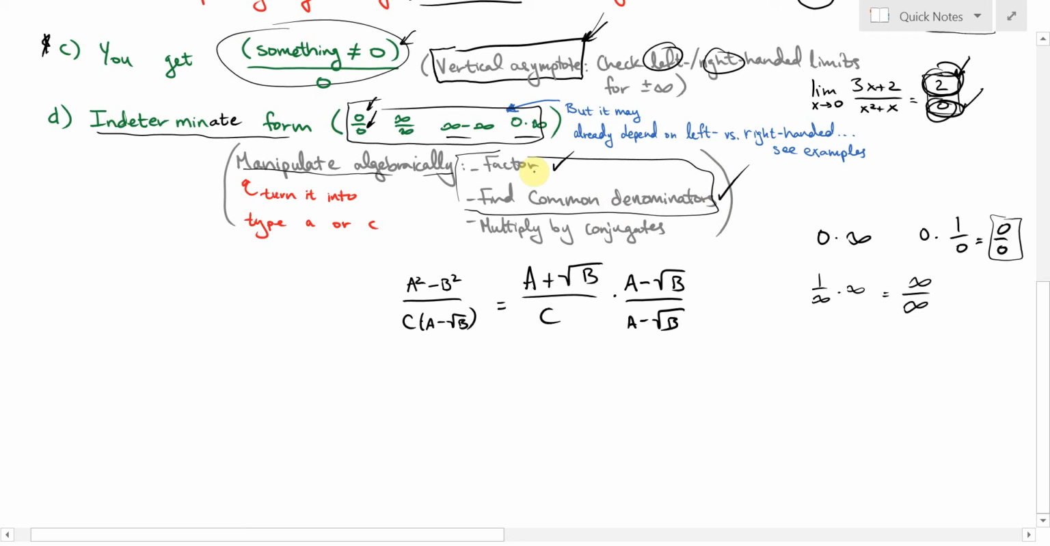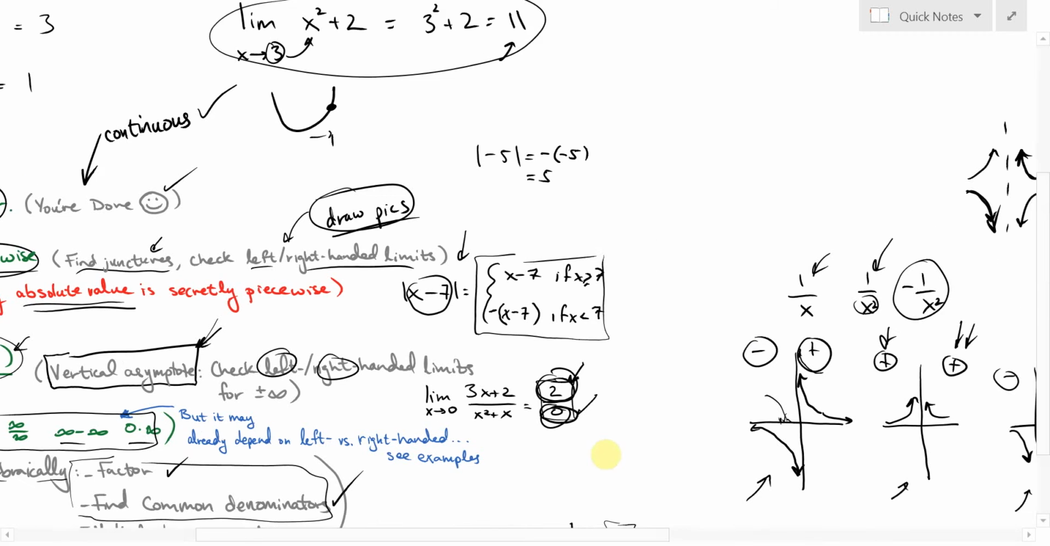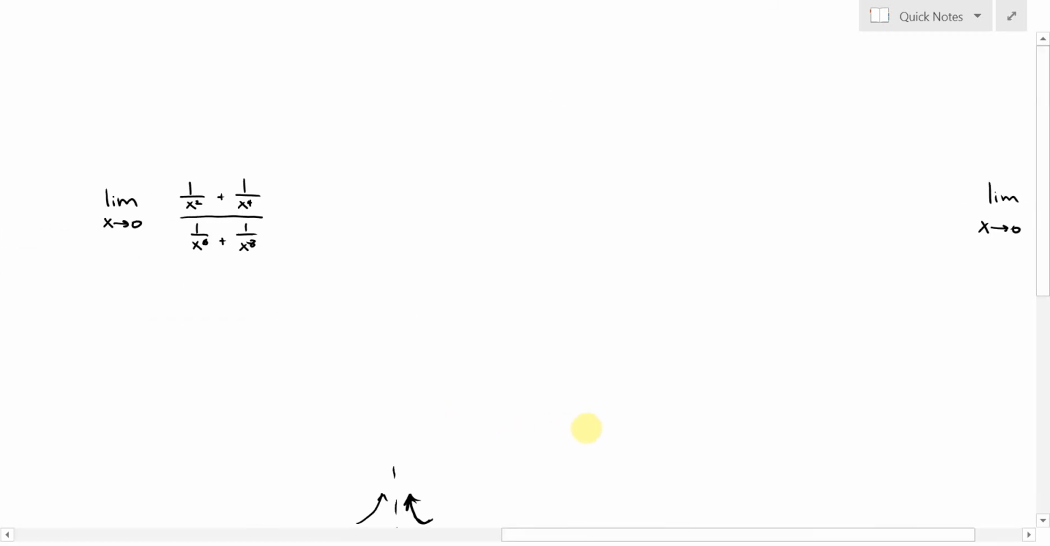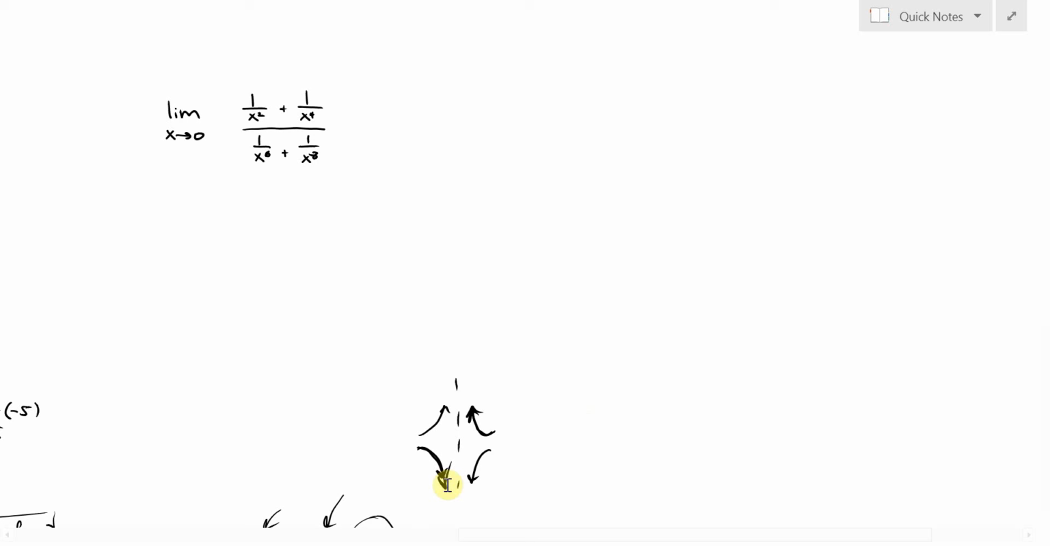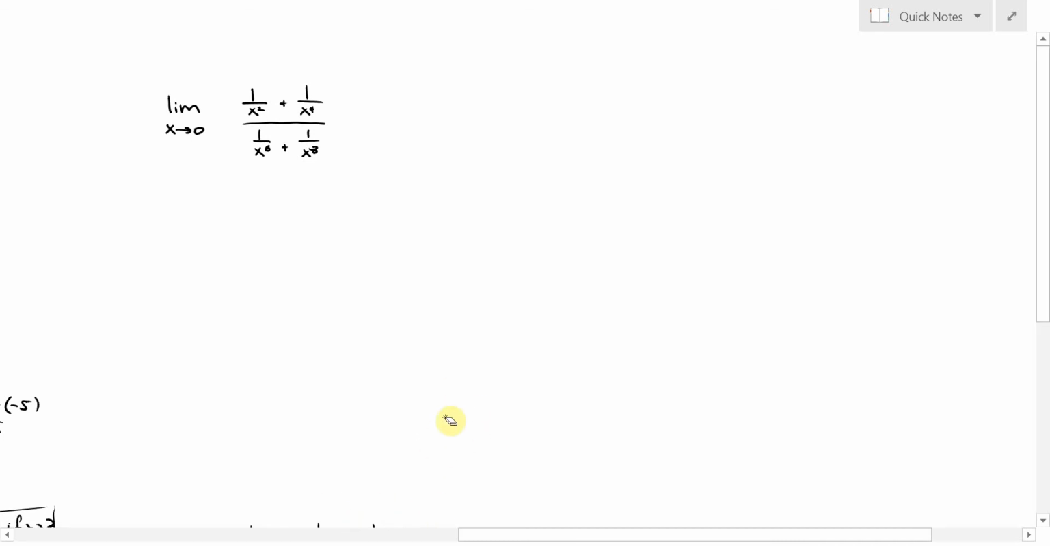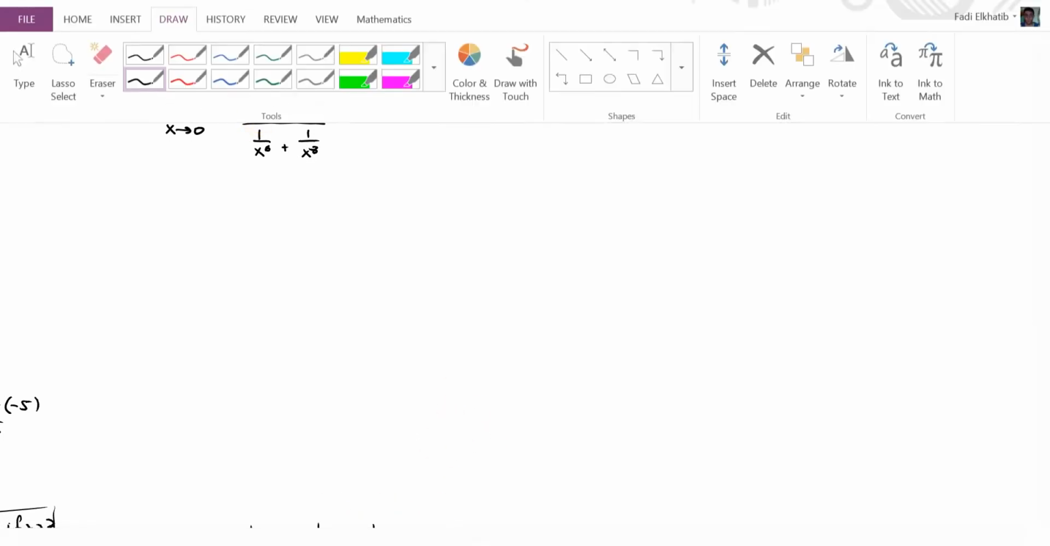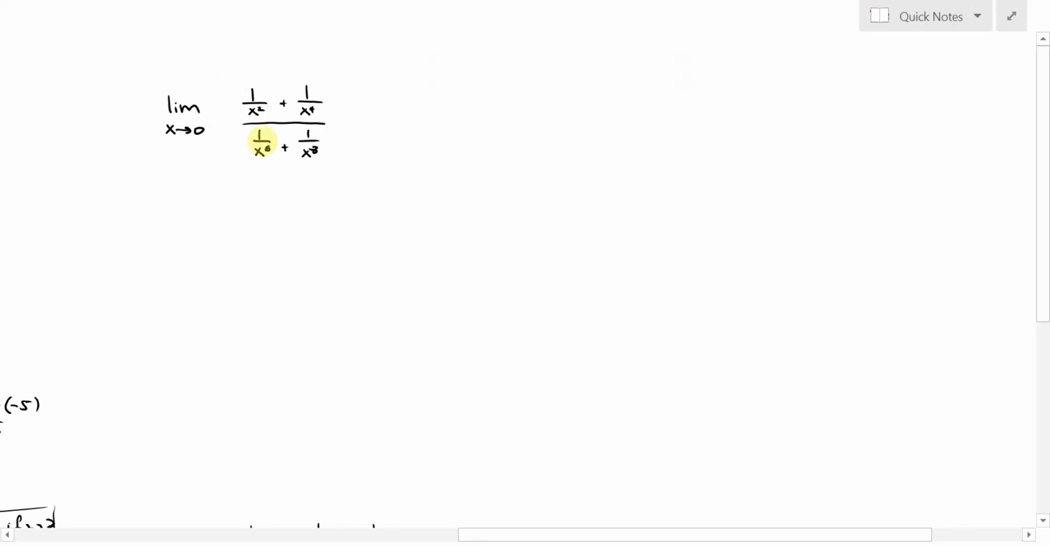So let's see this in practice. Let's see an actual example of what's going on here. So our first problem is the limit, as x goes to 0, of 1 over x squared plus 1 over x to the 4th, over 1 over x to the 6th plus 1 over x to the 8th. So if you actually plug in 0, you're going to get 1 over 0 plus 1 over 0. Well, that's infinity plus infinity over infinity plus infinity. That's kind of like infinity over infinity. All right, so we're in an indeterminate form.